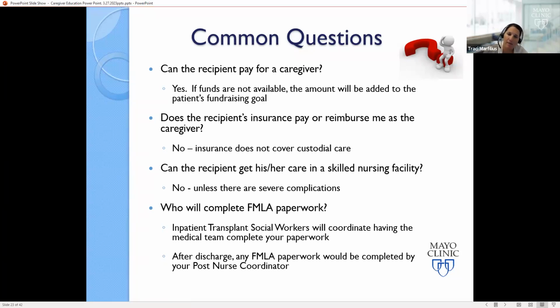Who will complete FMLA paperwork? So FMLA is that family medical leave paperwork, and you get that from your employer. We do not have that here. In the inpatient setting, the inpatient transplant social workers will coordinate having the medical team complete this. Please bring this on day one, because if you wait a day or two prior to discharge, I cannot guarantee it will get completed. And then you'll have to wait until the outpatient setting where the post nurse coordinator will work on getting that completed.